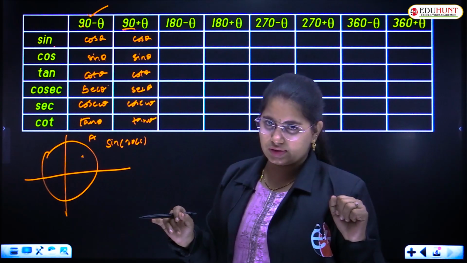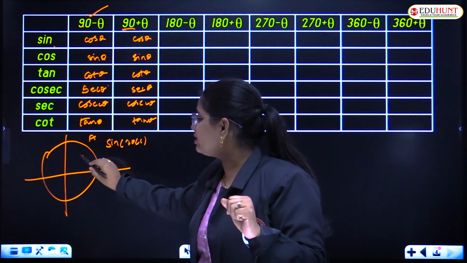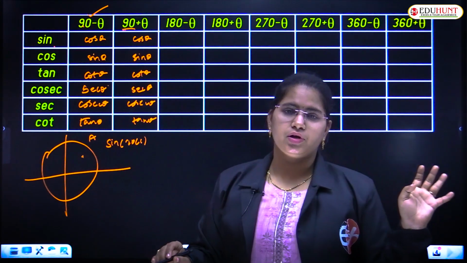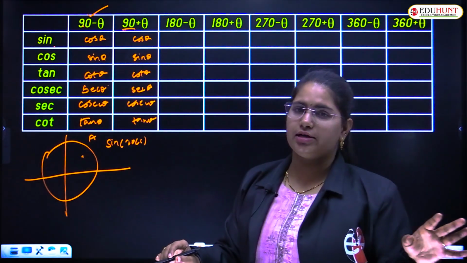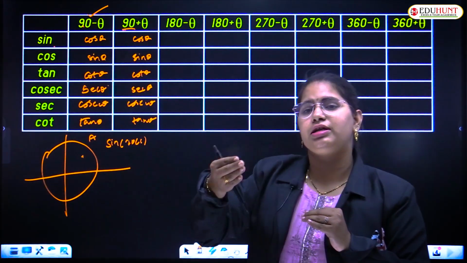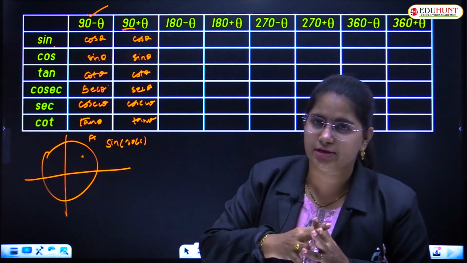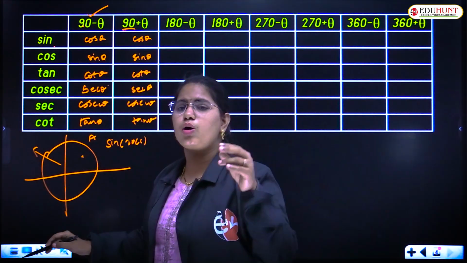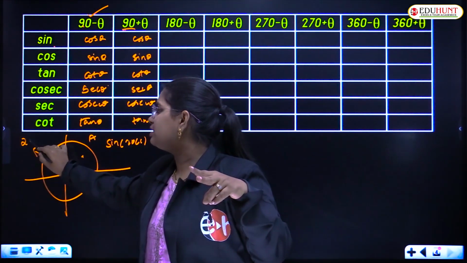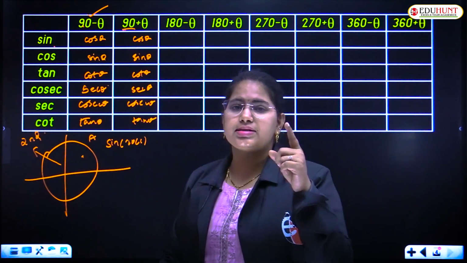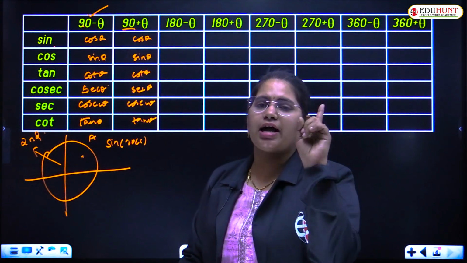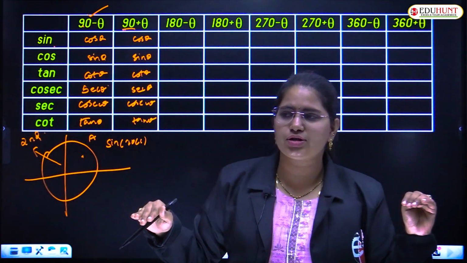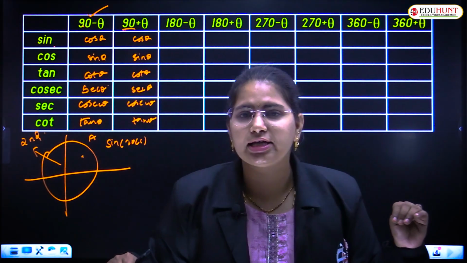What is that difference? 90 minus theta means the angle will be less than 90. And 90 plus theta means the angle will be greater than 90. Greater than 90 means 90 plus theta obviously lies in the second quadrant. In the second quadrant, except sine and cosecant theta, the rest of the 4 trigonometric ratios will take a negative sign.